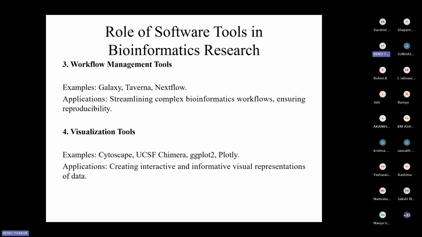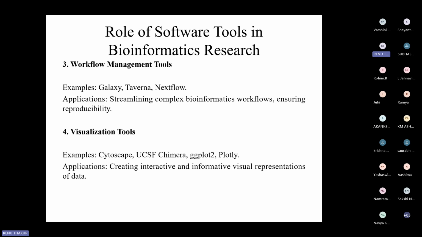So that kind of workflow should be automated. It should be running at the back end, and that kind of process can be streamlined on these three softwares: Galaxy, Taverna, and Nextflow. And I've given these links on the last pages of this particular slide deck. I'll share the slide deck with you. Don't worry. Next is visualization tools.